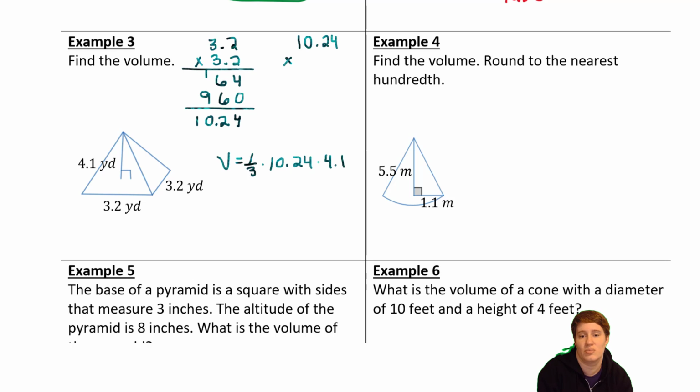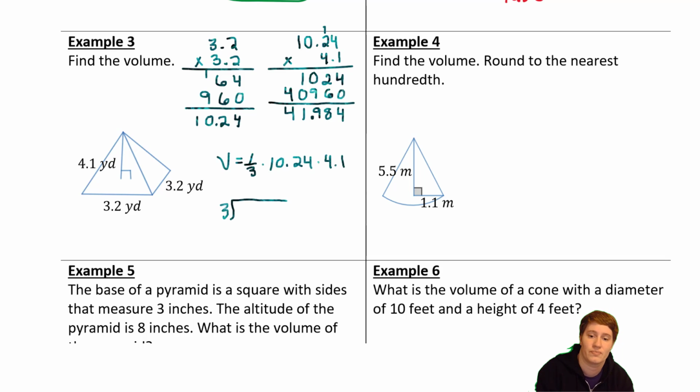Well, I'm going to go ahead and do 10.24 times 4.1 first. 1 times 4 is 4. 1 times 2 is 2. 1 times 0 is 0. 1 times 1 is 1. Put it on our placeholder. 4 times 4 is 16. 4 times 2 is 8, plus 1 is 9. 4 times 0 is 0. 4 times 1 is 4. This is 4, 8, 9, 1, 4. And there's 3 decimal places. That we're going to divide by 3, and then that will be our answer.